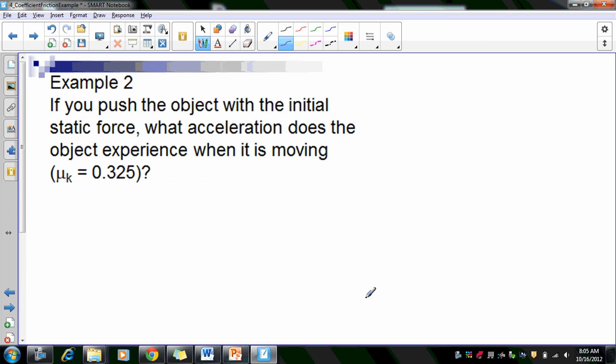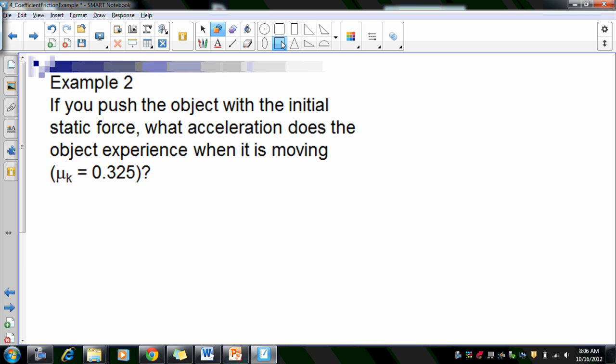So let's say you were able to push with that amount of force. Well, now initially it's going to accelerate because it's going from a stopped position to a moving position. So we want to know what is that acceleration whenever it first starts moving. If you push the object with the initial static force, what acceleration does the object experience when it's moving? So initially, once it starts moving, what acceleration does it see?